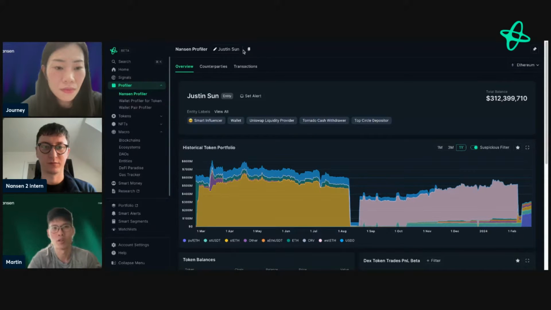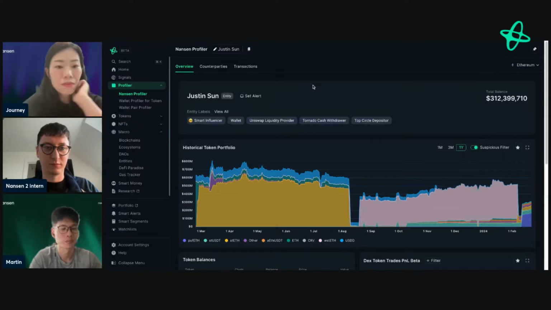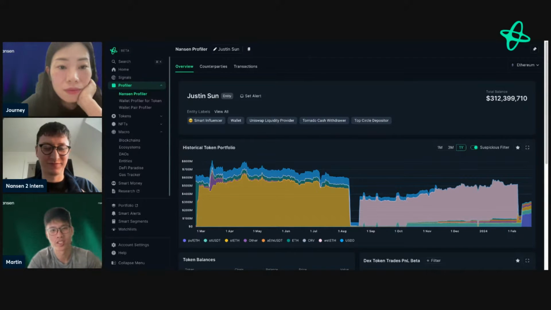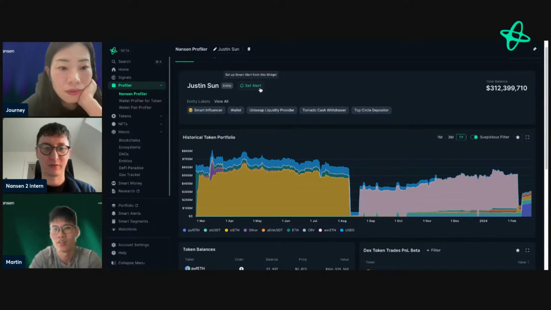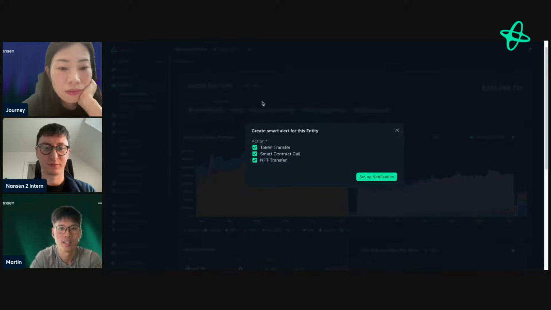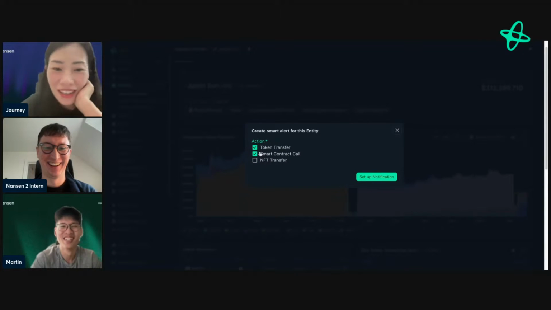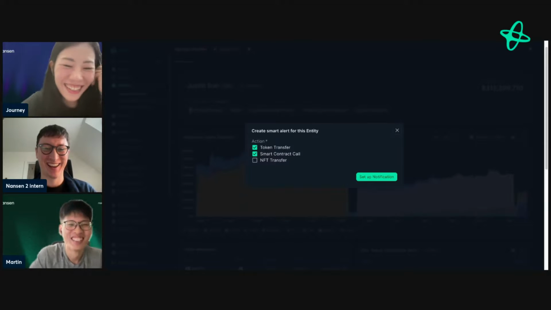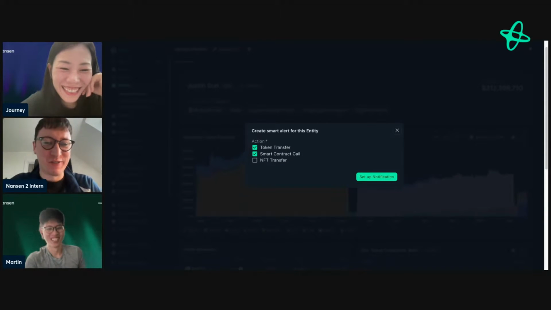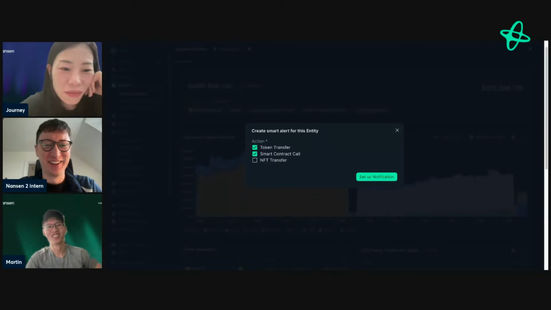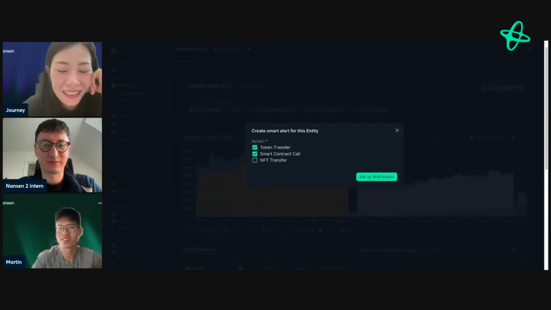So let's say you want to monitor Justin Sun's activity. You can just hit Command K, search for Justin Sun, and you land on his Nansen profiler page. Setting an alert is really easy now. You can just click set alert, and then select the kind of activity you want to track. I don't think he does any NFTs. We start looking at his profile with over 300 million. You just print money out of thin air. But you probably just need to track token transfers and maybe smart contract calls.